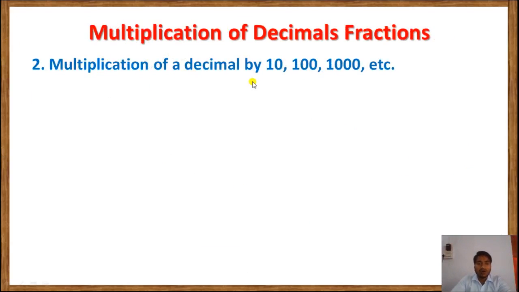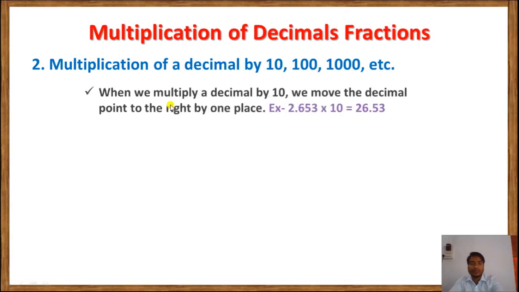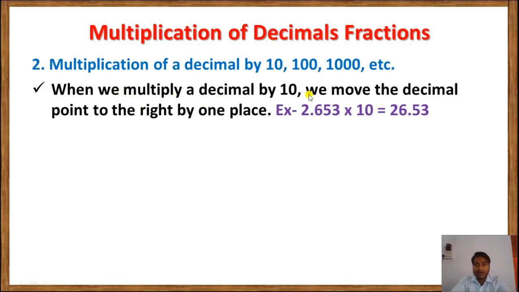Now multiplication of a decimal by 10, 100, 1000. Now how to multiply a decimal by 10, 100, 1000, etc. When we multiply a decimal by 10, we move the decimal point to the right by one place. Now see the example and try to understand the concept. Suppose here we have 2.653 and we have to multiply it by 10. When we multiply, we'll get 26.53. According to the statement, we have to move the decimal point right side by one place.